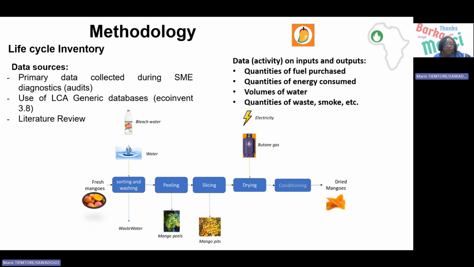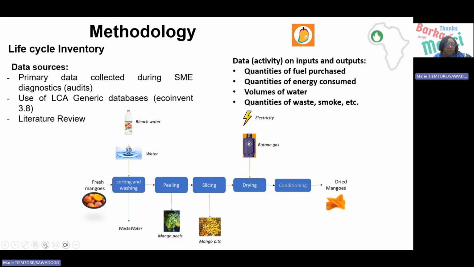For the inventory analysis, we used some data from the field. The primary data were collected during SME diagnostics. During this diagnostic, we collected data about the activity, so the inputs and the outputs for each step of the process. These inputs are the fuel consumption, the quantity of fuel purchased, the quantity of energy consumed, the volumes of water consumed, the quantity of waste, smoke, and so on. We also used an LCA generic database for our analysis, and also literature review for some of the data.